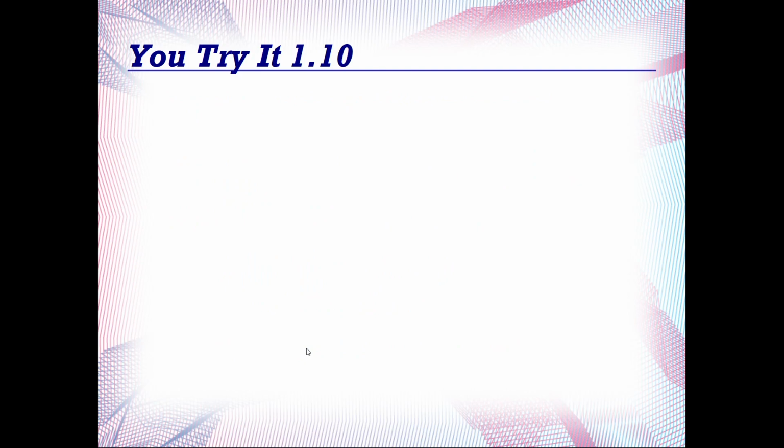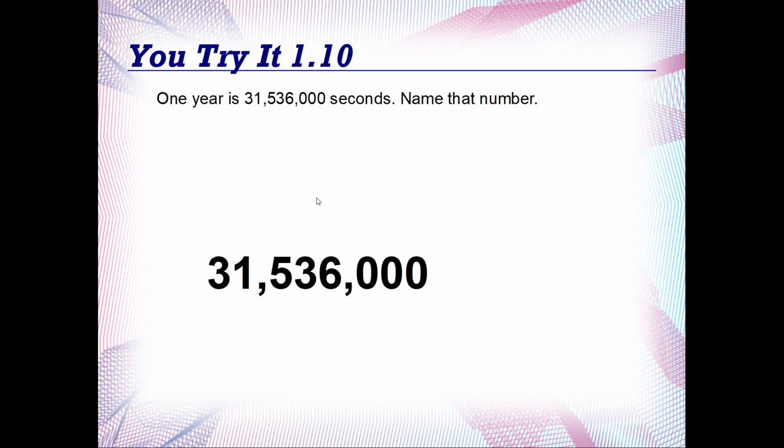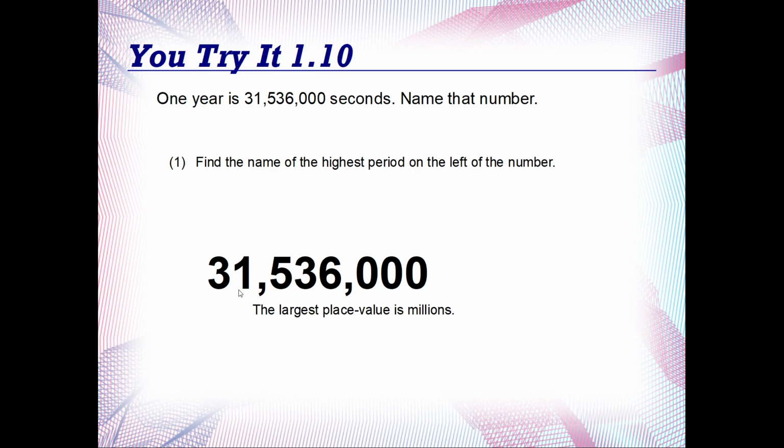You Try It 1.10. One year is this number of seconds. Name the number. Okay, so this one's actually different. When we have all zeros in a period, we just skip the period. So we're going to find the name of the highest period on the left of the number. That's going to be the millions period. And we're going to write the name of each number in the period, followed by the period name and a comma.